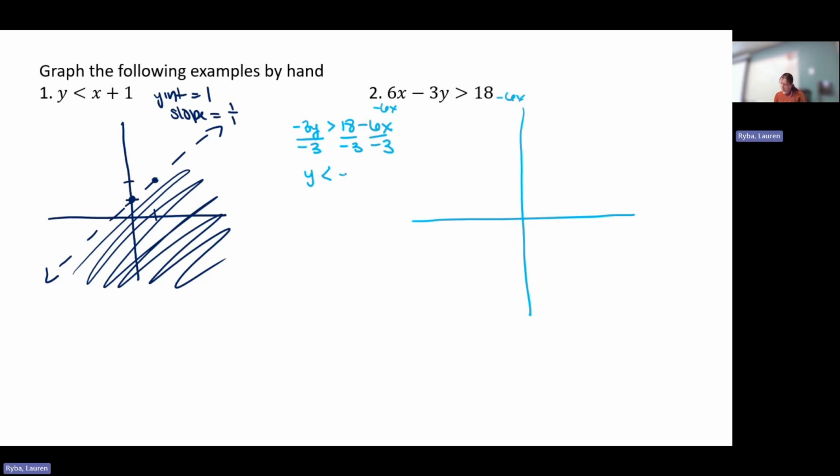18 divided by negative 3 is negative 6. And then 6 over 3, they're both negative, so that turns into a positive. I'm going to write that as 2 over 1x, just so that I can have my slope in fraction form. So I'm going to start down here at negative 6 on the y-axis. And then from that point, I'm going to move up 2 and over 1.